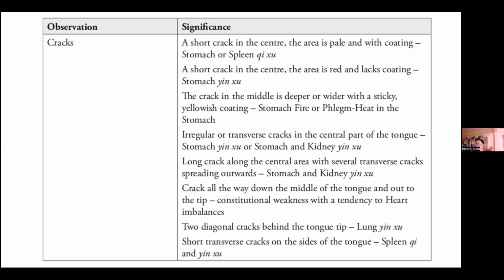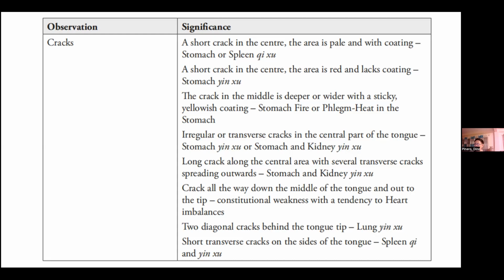If there is an irregular or transverse crack in the central part of the tongue, this indicates stomach yin deficiency or stomach and kidney yin deficiency. If there is a long crack along the central area with several transverse cracks spreading outward, this indicates stomach and kidney yin deficiency. A crack all the way down the middle of the tongue and out to the tip means there is a constitutional weakness with a tendency to heart imbalances. Okay? So that is in the middle of the tongue up to the tip.